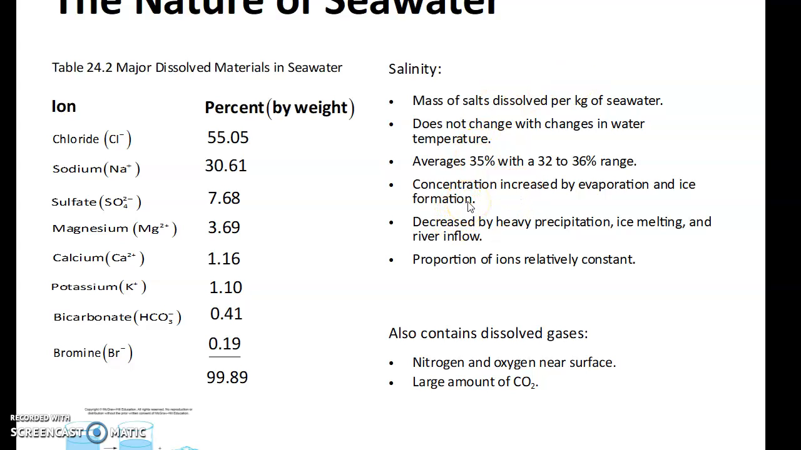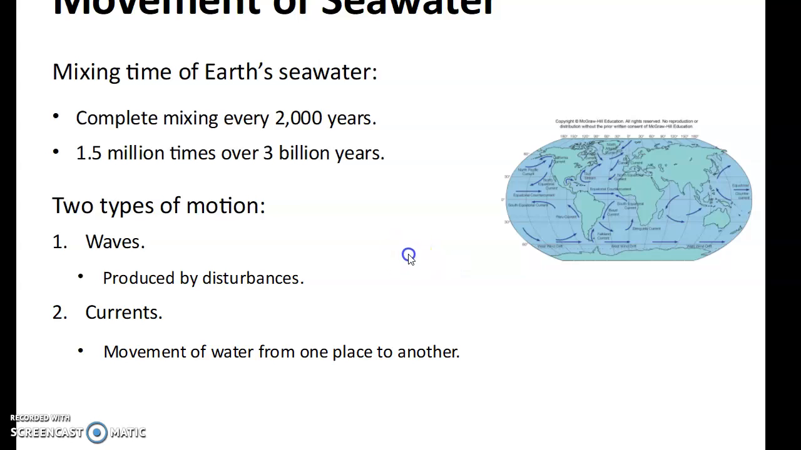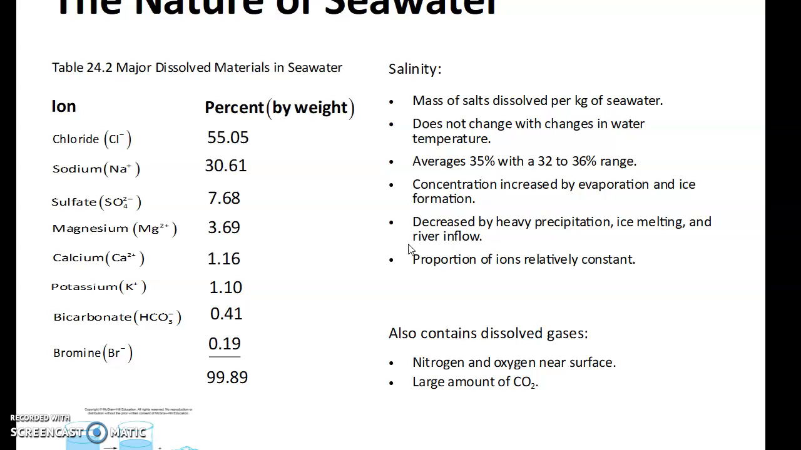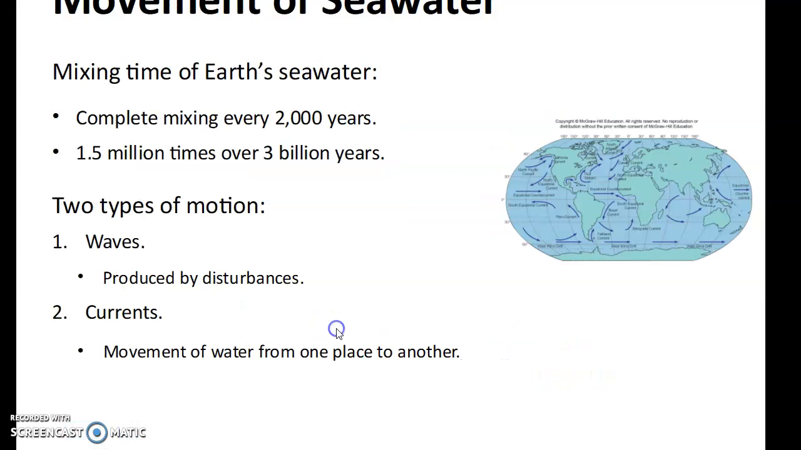Concentration increased by evaporation and ice formation. It's decreased by heavy precipitation, ice melting, and river flow. And the proportion of these ions are fairly constant. Okay, so anyway, it also contains dissolved gases, nitrogen, oxygen, large amount of carbon dioxide, because you've got a lot of plants in the ocean. Most of the plants in the world are in the ocean, the algae and all of that. They need that carbon dioxide in order to generate the oxygen that covers the surface.